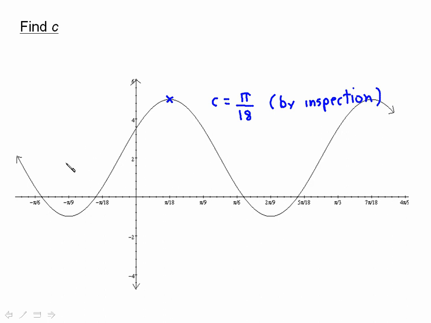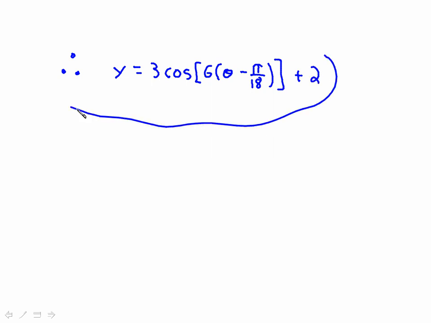You could also go all the way to 7 pi over 18 if you wanted. So if we take a look at all the information we have, y is equal to, the A value was 3. This is a cosine function. And then the B value was 6, so it's been compressed horizontally by a factor of 1 over 6. And then theta minus pi over 18. And then I'll close both brackets, and then our D value is plus 2. And we have the first equation.